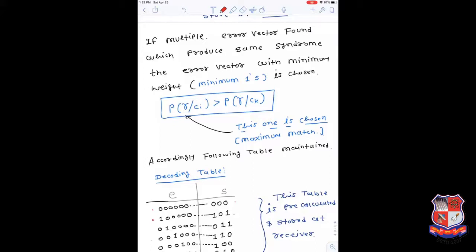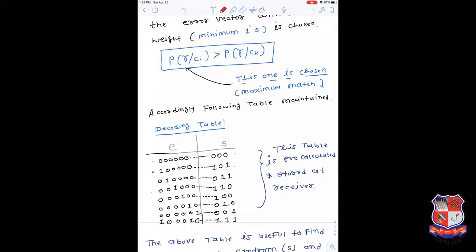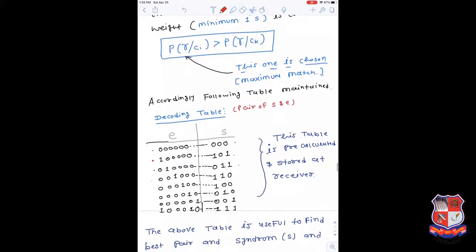That E would be 1 0 0 0 0. Same, we change the syndrome to 0 1 1 and find the error vector. So in this way we will find pairs of S and E, syndrome S and error vector E. So we have 8 such combinations done.